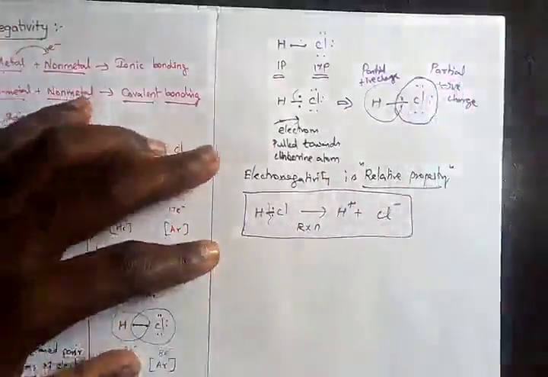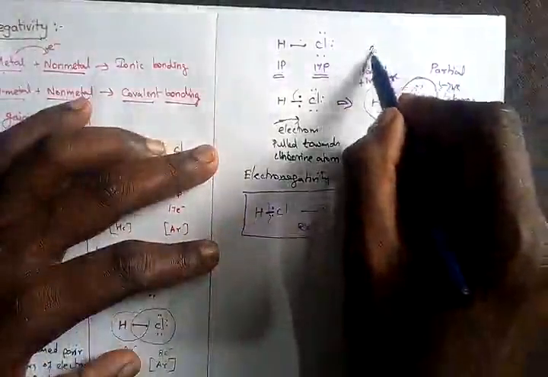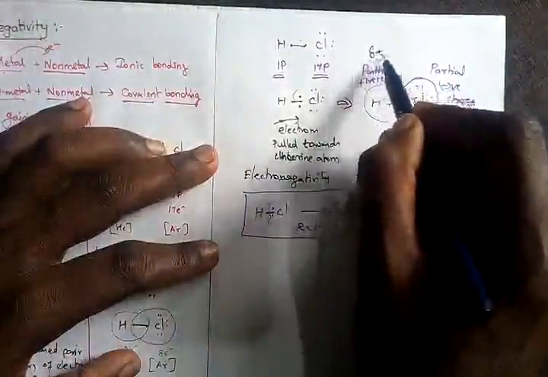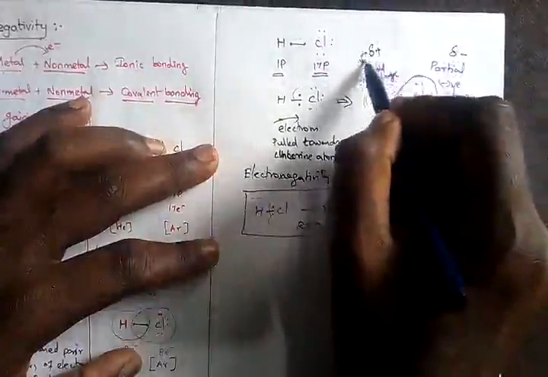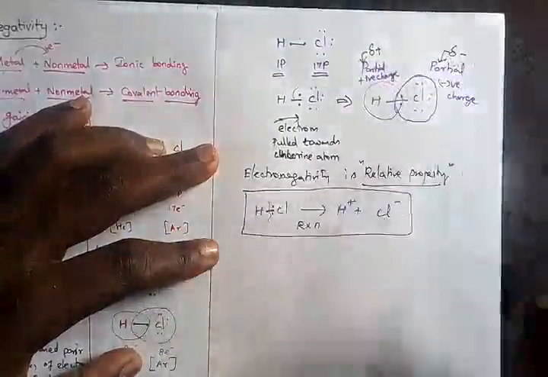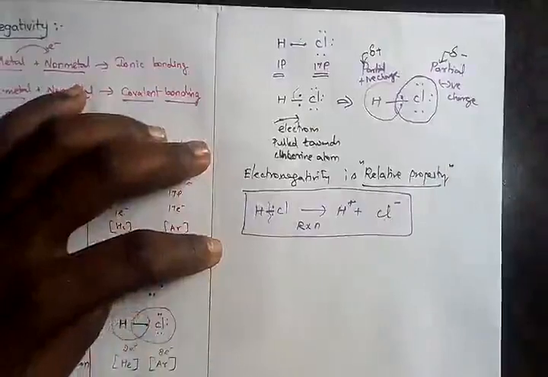So the partial charges are usually written with the letter delta. This side is delta plus, this side is delta minus. The delta means partial. Delta means a partial charge is created. That is the first idea you should know.